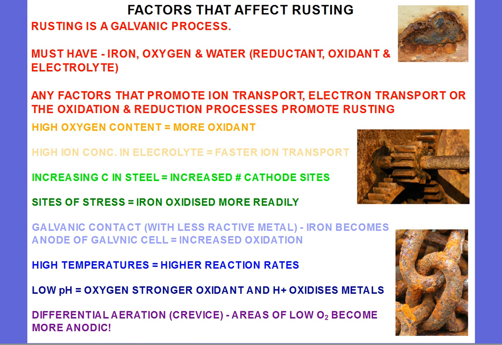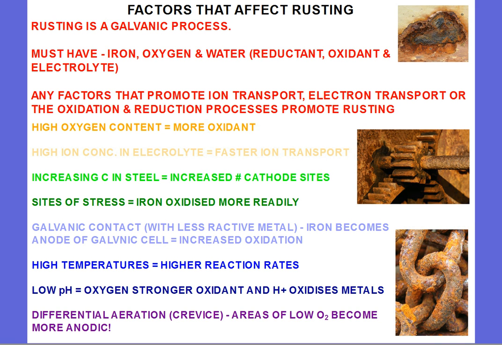So what factors affect rusting? Well, rusting is a galvanic process. You need the iron, which is going to be the species that's oxidized. You need the oxygen, which is the oxidant. You need water, which is, in this case, the electrolyte. And any factors that promote ion transport, electron transport, or the oxidation reduction processes will promote rusting. And so here are the things that do actually accelerate the rusting.